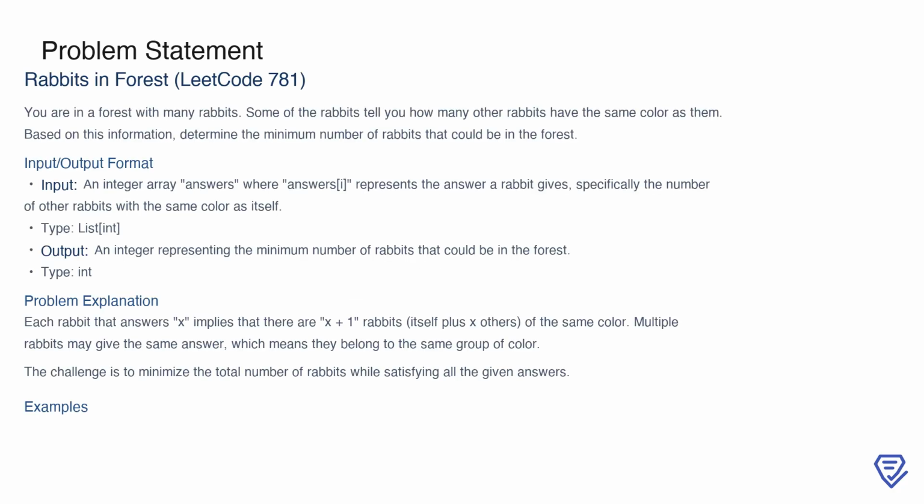In this problem, you are in a forest with many rabbits, and some of them provide a hint about how many other rabbits share the same color as them. Your task is to determine the minimum number of rabbits that could be in the forest based on this information.